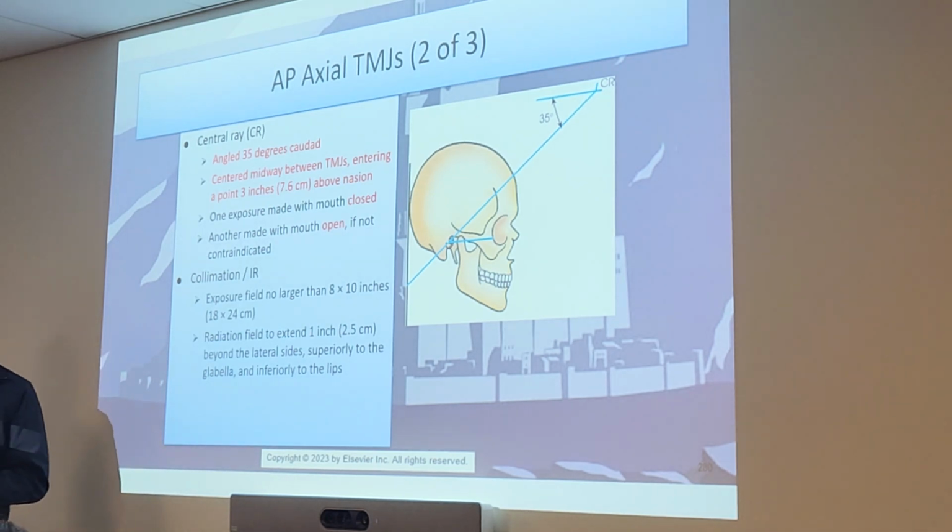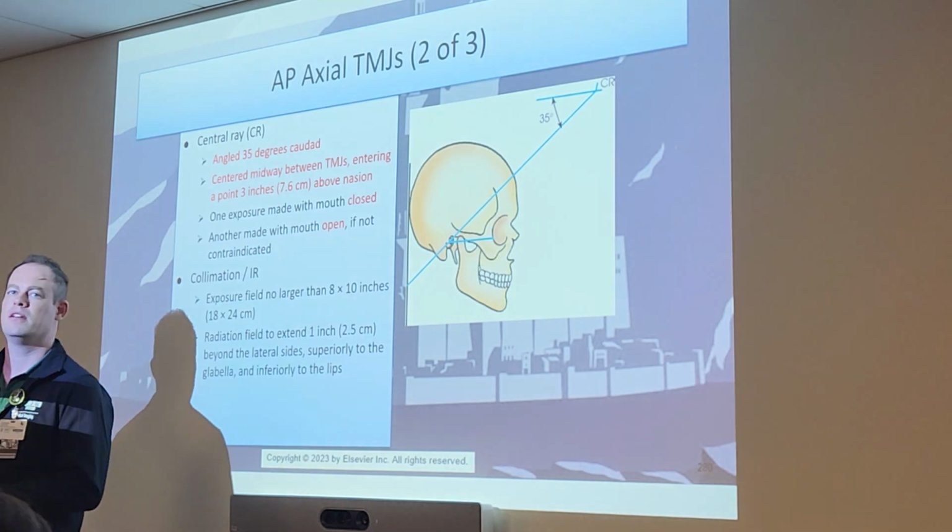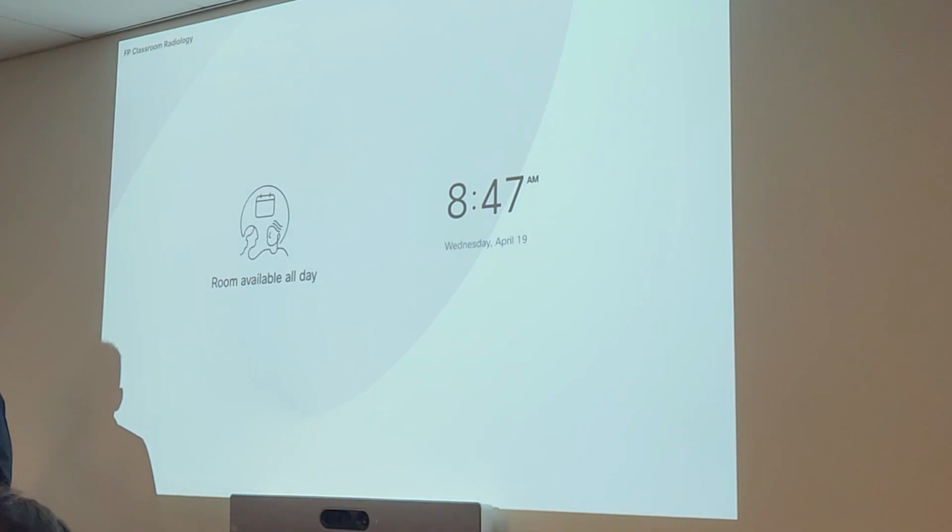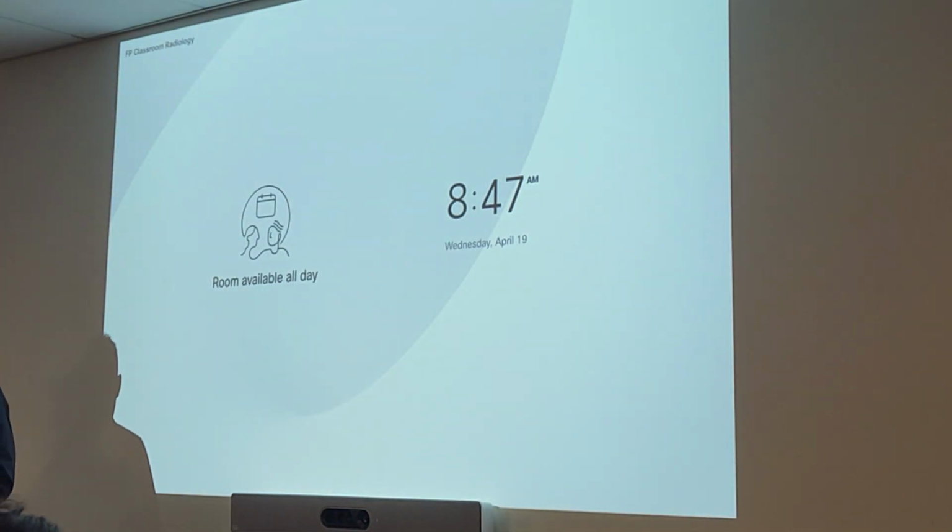We are going to use a 35-degree caudad angle as well. 35 degrees. It's going to elongate that TMJ area so we can check that dislocation that's going on.